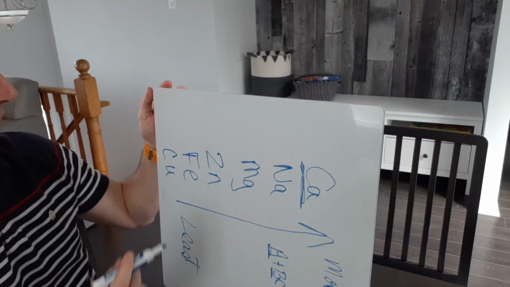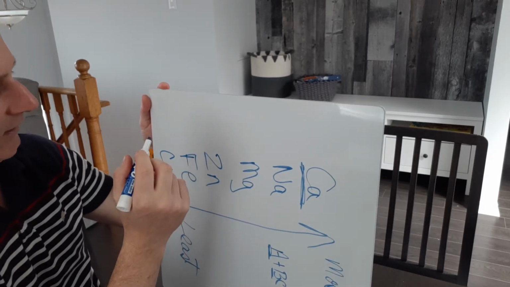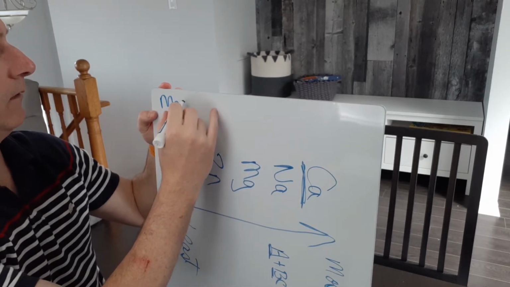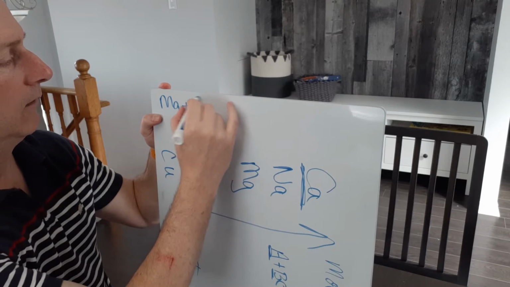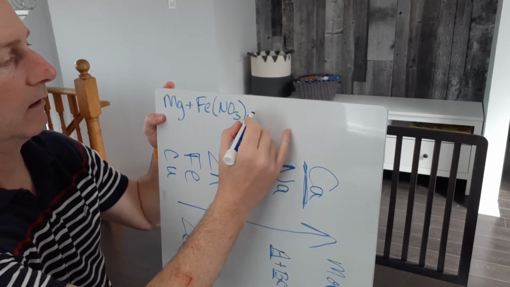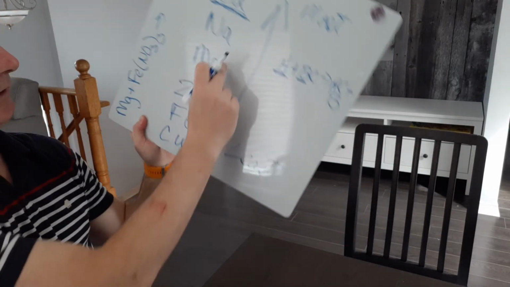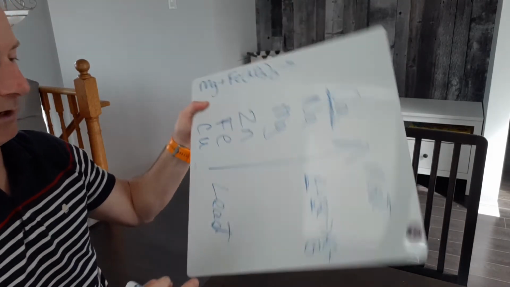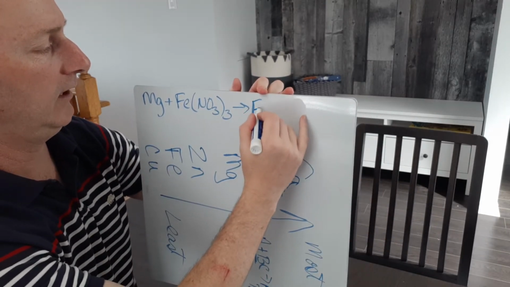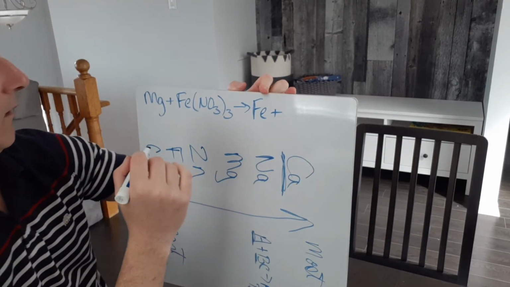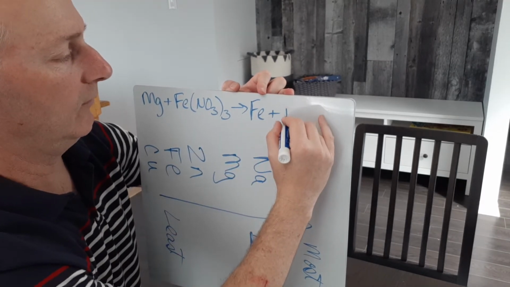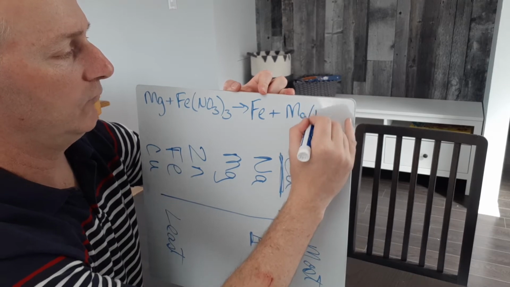Just one thing we have to make sure we watch is the products. So if we take magnesium plus iron 3 nitrate, magnesium is above iron, so we are going to get a reaction. We know that iron now is going to be by itself, freed, and magnesium is going to join with the nitrate. Magnesium is just a plus 2 charge, so it's Mg(NO3)2.